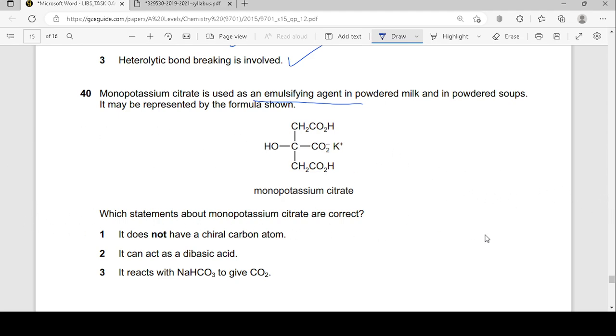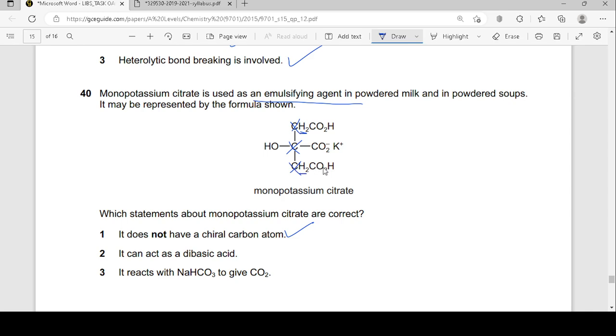Which statements about monopotassium citrate are correct? It does not have a chiral carbon atom. Yes, it doesn't. Why? Because this carbon is attached to this one and this one, which are the same group. So this is definitely not a chiral carbon atom. If you look at this one, it has two H attached to it, these two H. And then that means this is not chiral either. This one as well, for the same reason, it's not chiral.